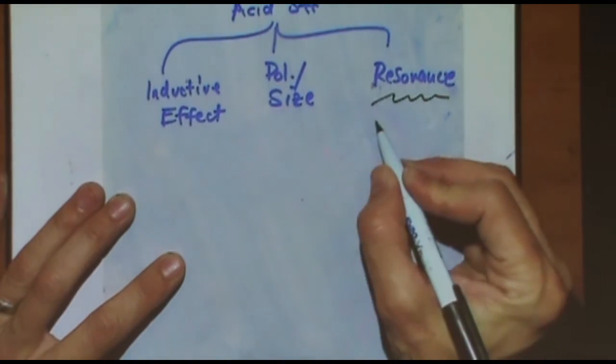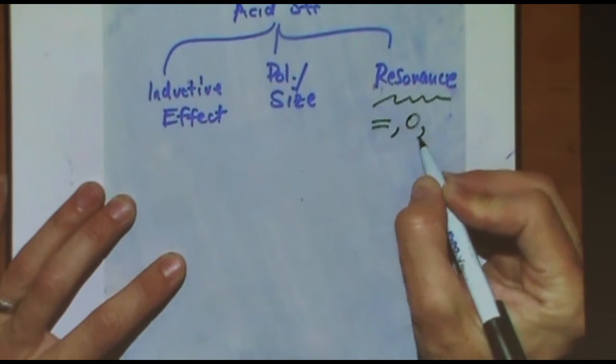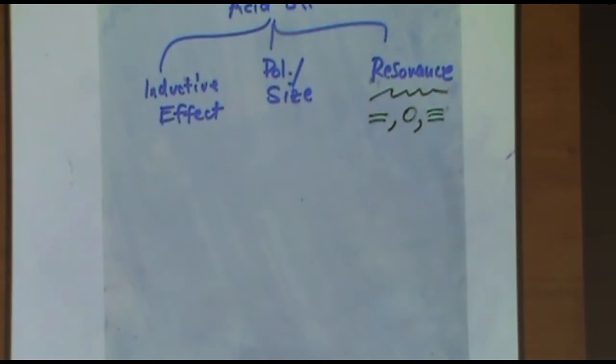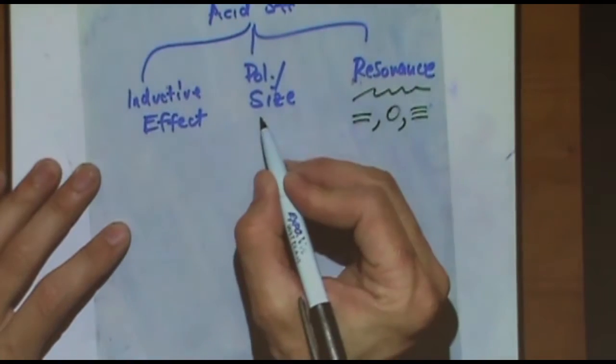How do you identify resonance? You're looking for double bonds, you're looking for lots of oxygens, you're looking for triple bonds, things like that. Those are more likely to have resonance. It's best to draw the Lewis structure, but if you want to make a snap judgment, you're looking for those things.